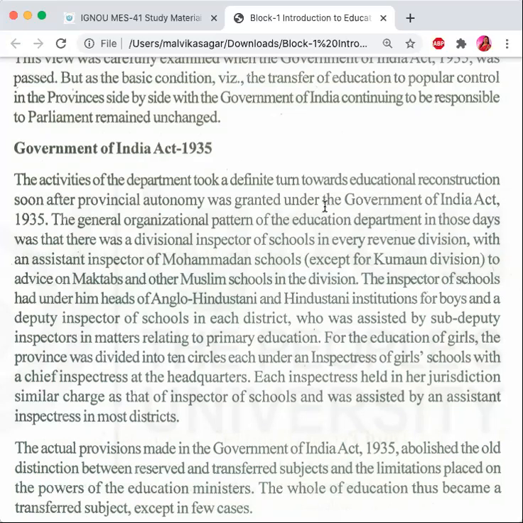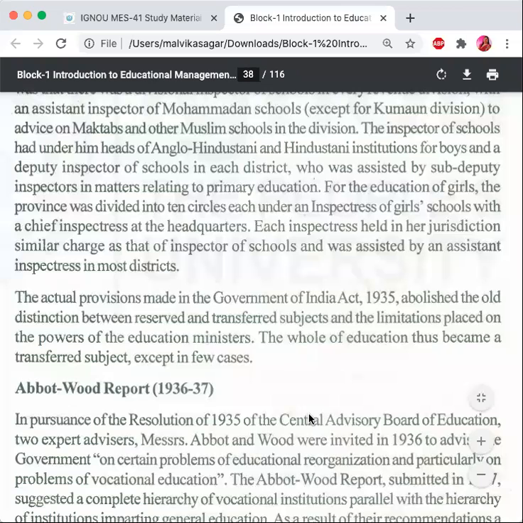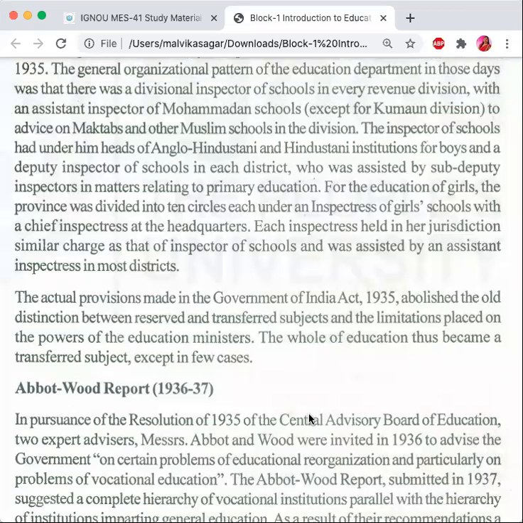Each inspectress held in her jurisdiction a similar charge as that of the inspector of schools and was assisted by an assistant inspectress in most districts. The actual provisions made in the Government of India Act 1935 abolished the old distinctions between reserved and transferred subjects and the limitations placed on the power of educational ministers. The whole of education thus became a transferred subject except in a few cases.